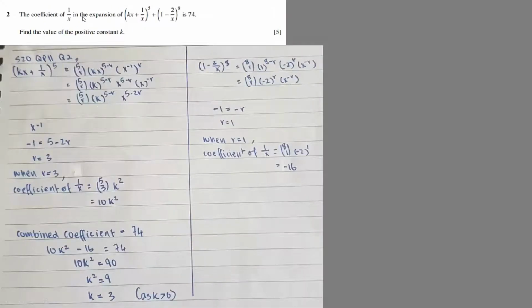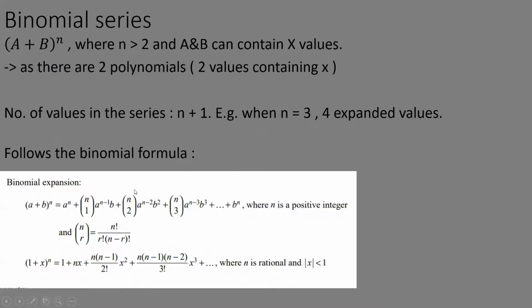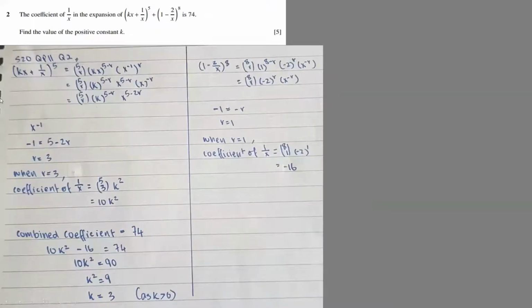Next up, we have binomial expansion. So you have to find the coefficient of 1 over x in the expansion of (kx + 1/x) raised to the power 5 plus (1 - 2/x) raised to the power 8, which is equal to 74. They tell you that the coefficient is equal to 74, and you have to find the positive constant k. So like I told you, you could memorize this formula, or you could memorize the formula that I'm going to teach. In this case, you write down your binomial expression over here, and then you expand it in terms of r. r can be any value.